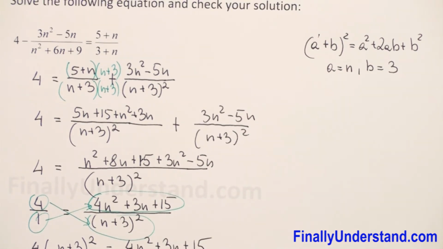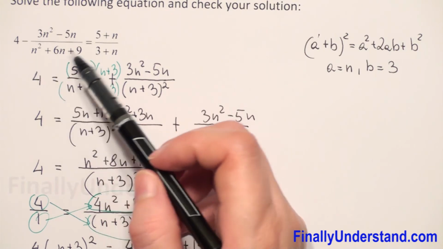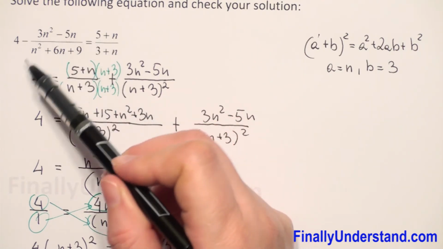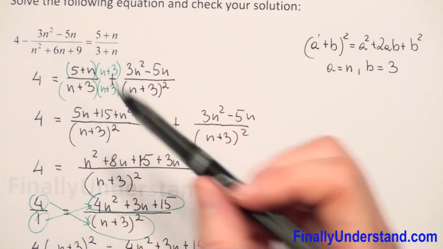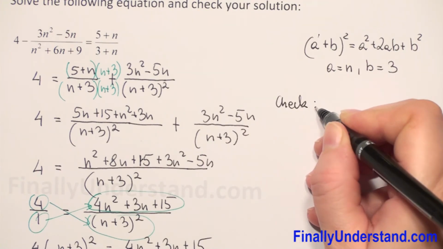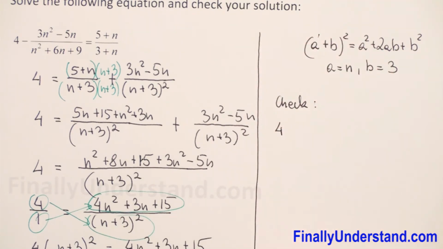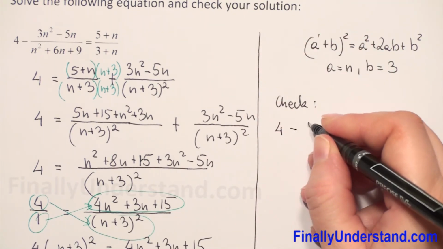Now we have to check if n equals negative 1 is a correct solution. How do we do this? We have to come back to the original equation, and now we have to substitute every n in this equation by negative 1. So let's check. We have to copy our original equation.